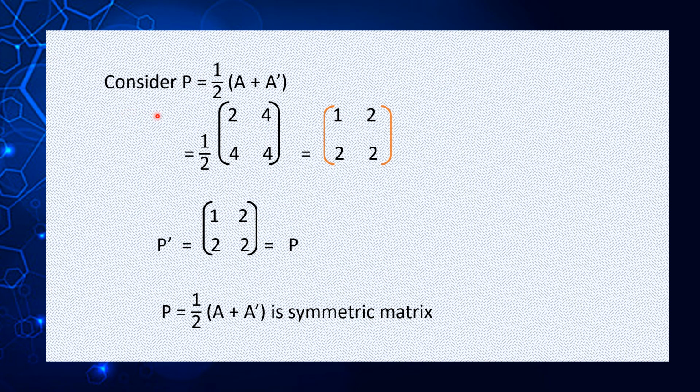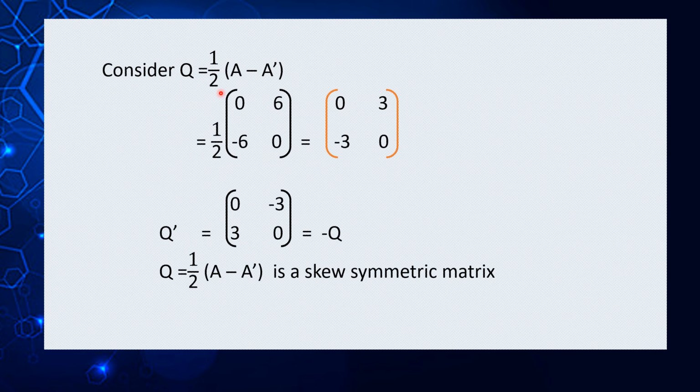Now consider P is equal to half of A plus A transpose, which is half of [2, 4; 4, 4], which is equal to [1, 2; 2, 2]. Now let's consider P transpose. It would also be [1, 2; 2, 2]. So P and P transpose are equal. So we can write P is equal to half of A plus A transpose is a symmetric matrix.